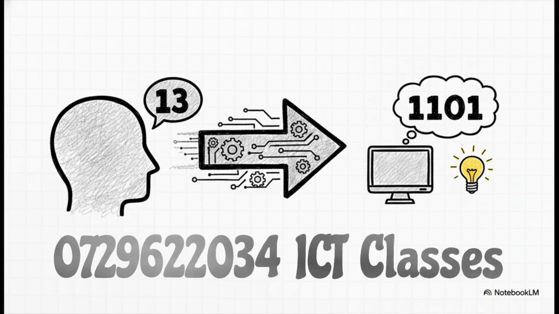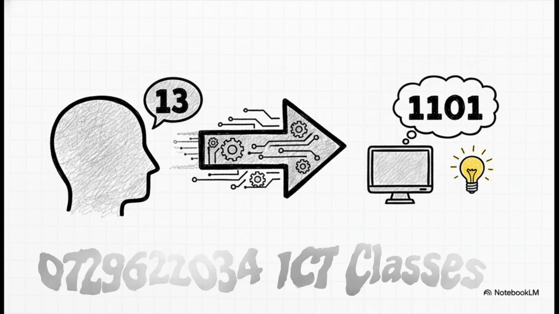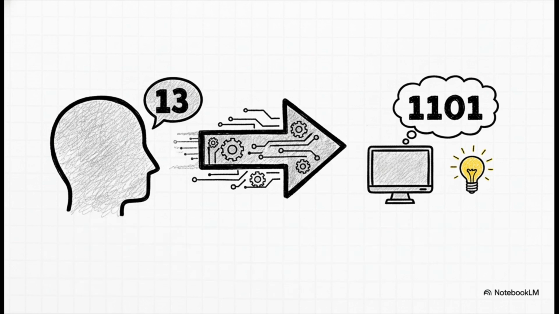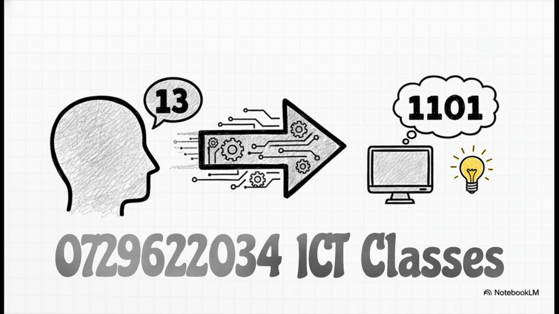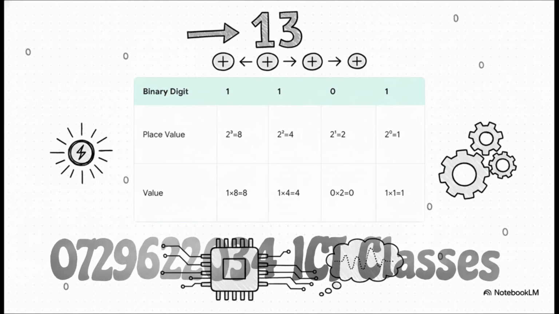And voila! Our number 13 becomes 1101 in binary. We've just translated from human to computer. That simple sequence of on and off signals is what lets a physical machine process a logical idea like a number. And guess what? This translation works perfectly both ways.